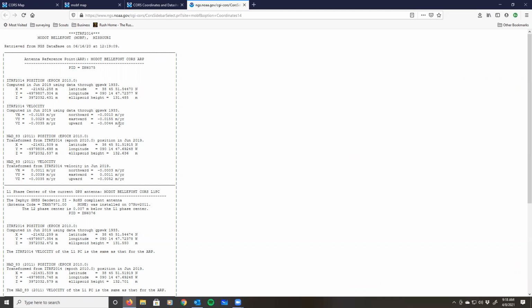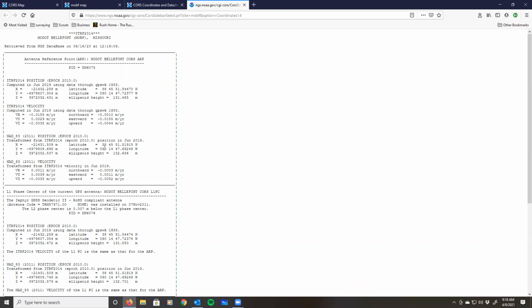So over the course of 10 years, it will move basically a centimeter to the south. It will move 15 centimeters to the west, and it will move 4 centimeters downward in position, assuming that the velocity continues the same.